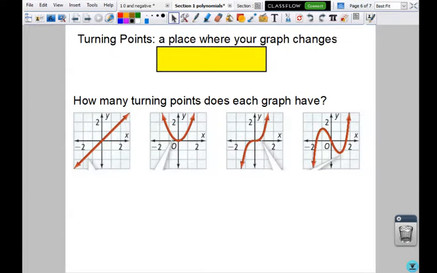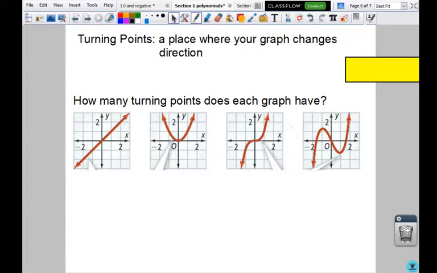All right, and then we got one last thing, and that'll be it. This lesson is all kind of quick little things that we're all gonna fit together later. So we looked at end behavior. We're gonna look at turning points. Alright, we're gonna look at turning points, which is a place where our graph changes direction.